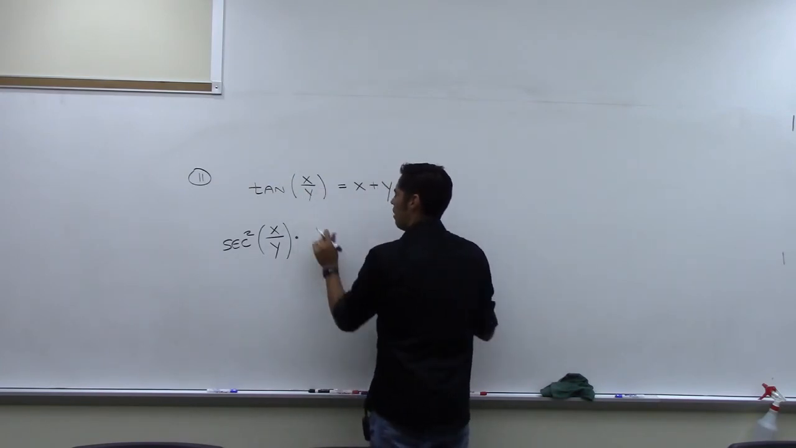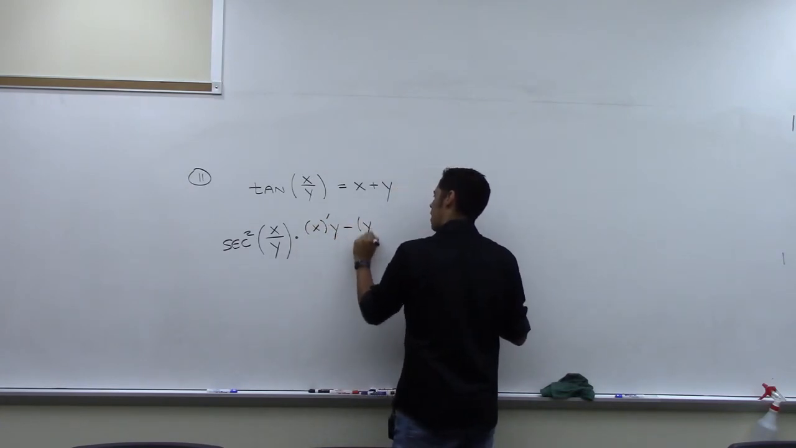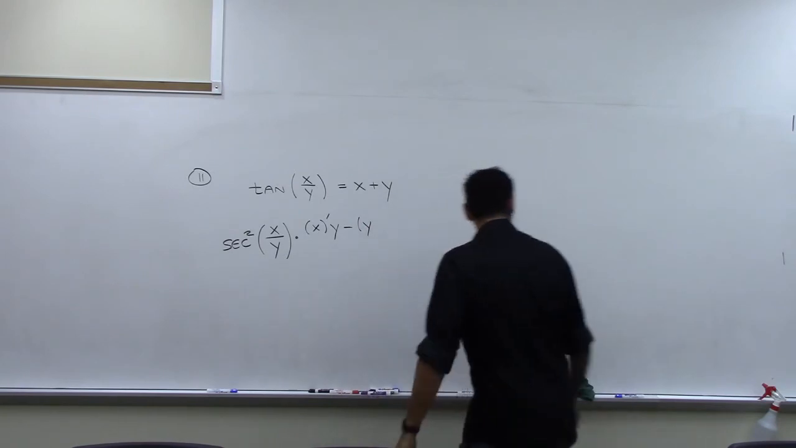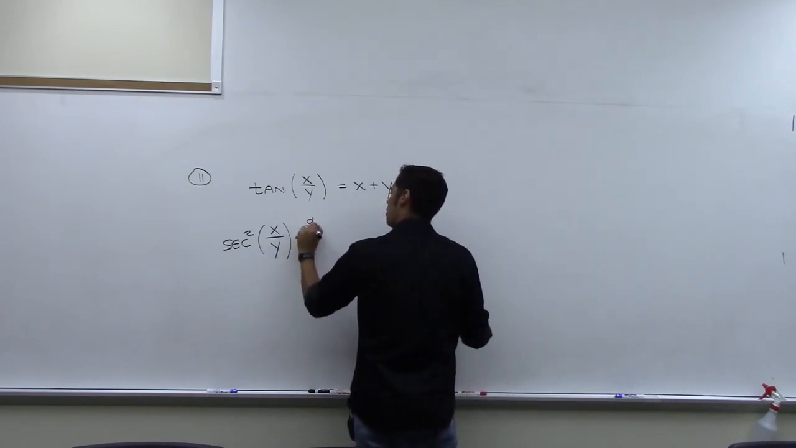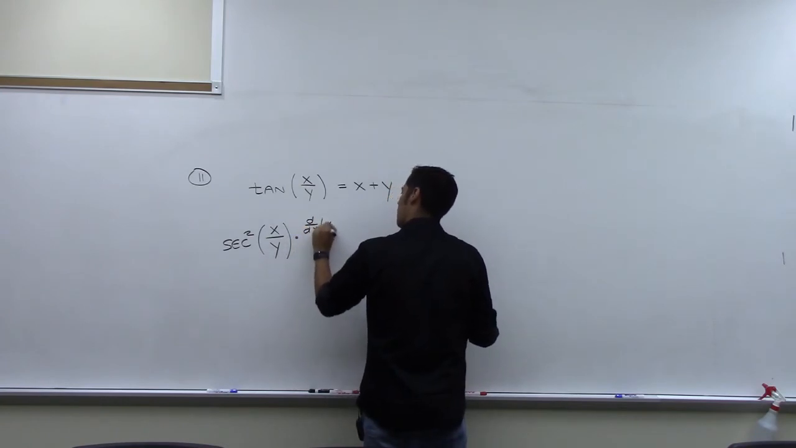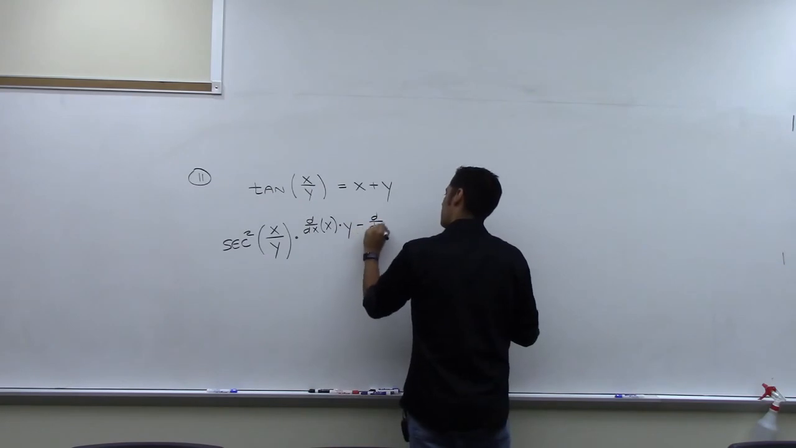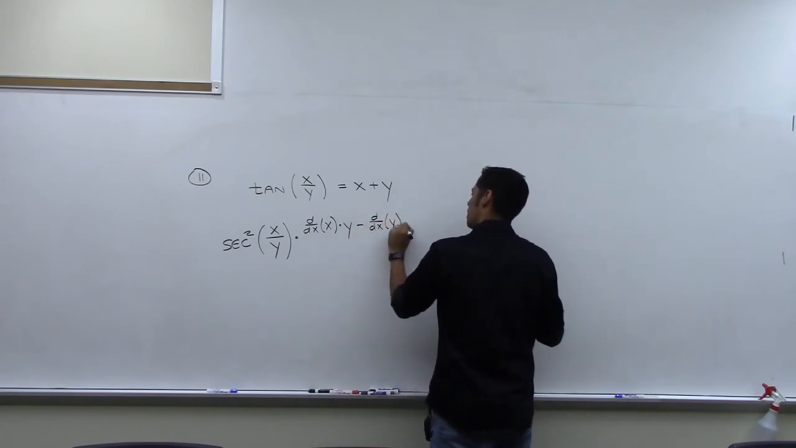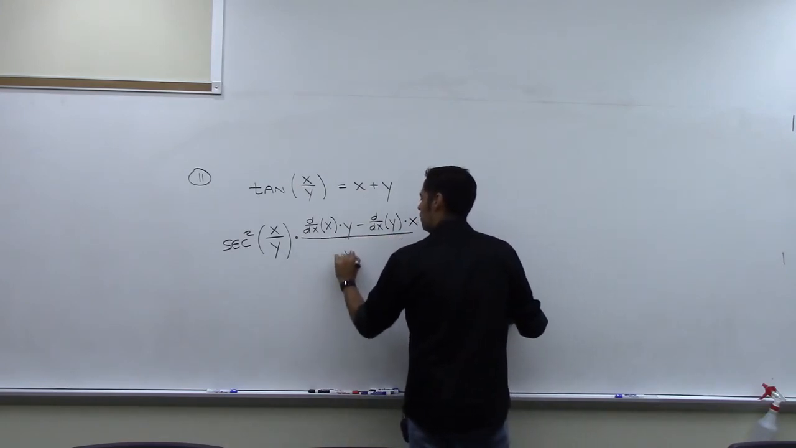So I'm going to do quotient rule. It's the derivative of the top times the bottom minus the derivative of the bottom. I just changed notation on you. Let me go back to the Leibniz notation. The derivative of the top times the bottom minus the derivative with respect to x of the bottom times the top all over the bottom squared.